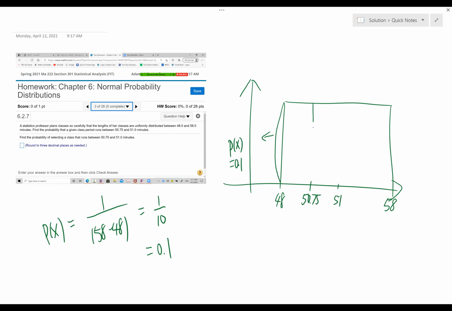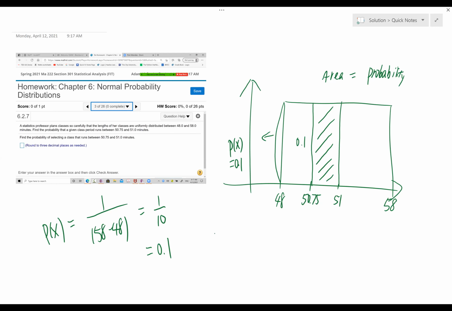So now basically you are just trying to figure out what's the area here. Area represents probability, okay? Area is the same as probability. So we just need to figure out the area here. And remember that the height is 0.1, right? So for any rectangle, in order to find out the area, you just use height times base.